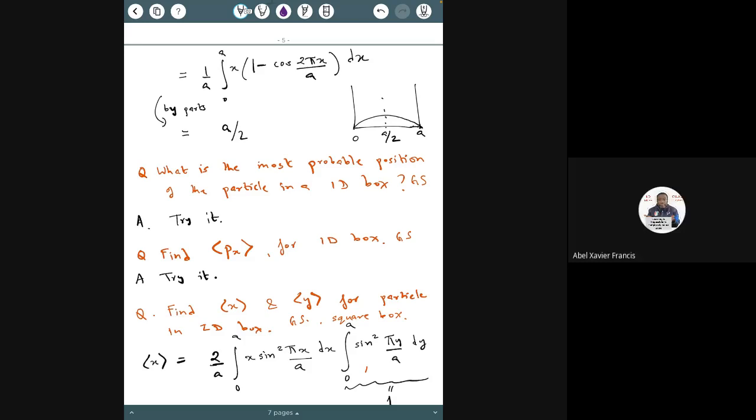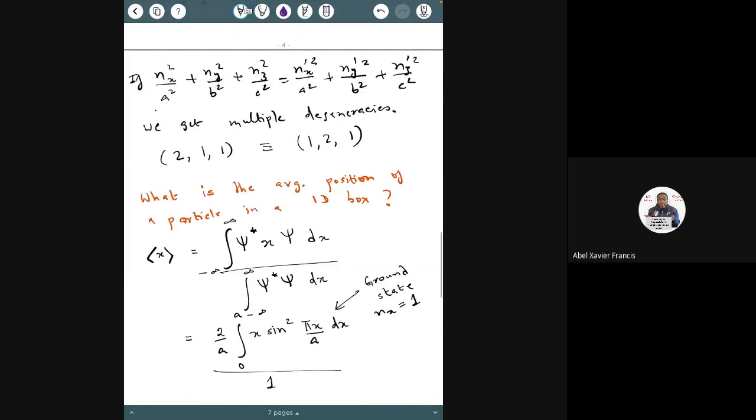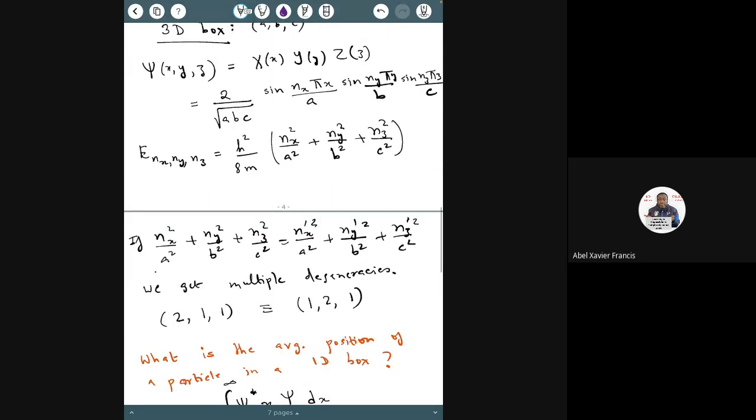Excuse me, ma'am. Yeah? In the 3D box, I think when we wrote the wave function, we made a small error. It should be 2 root 2 and not just 2. It would be 2 root 2 by root ABC, because it will be root 2 by A into root 2 by B into root 2 by C. Yeah, sorry. That will be 2 root 2. That is right.